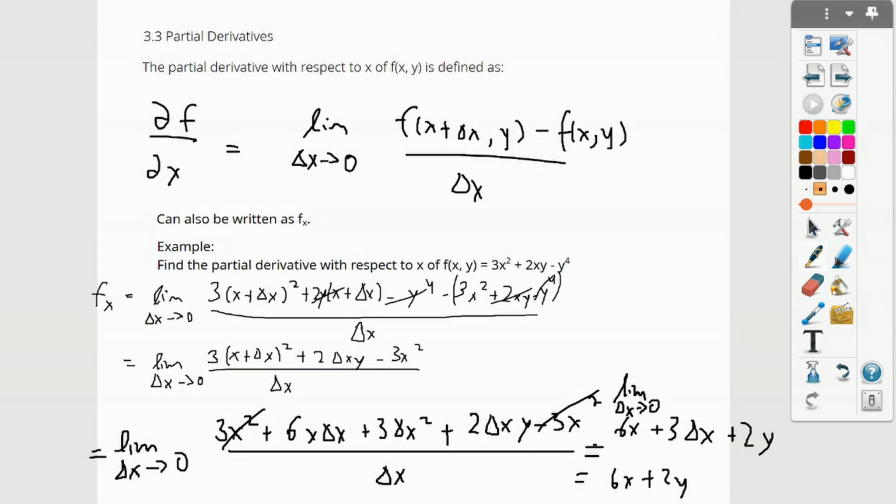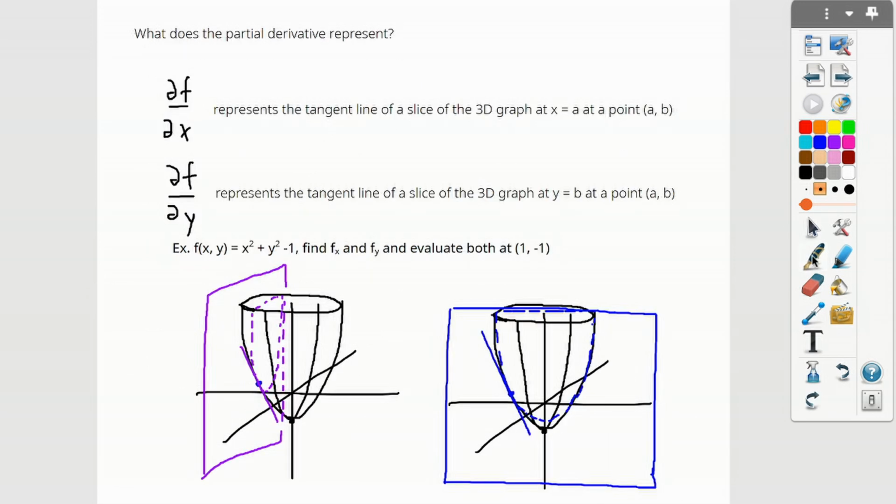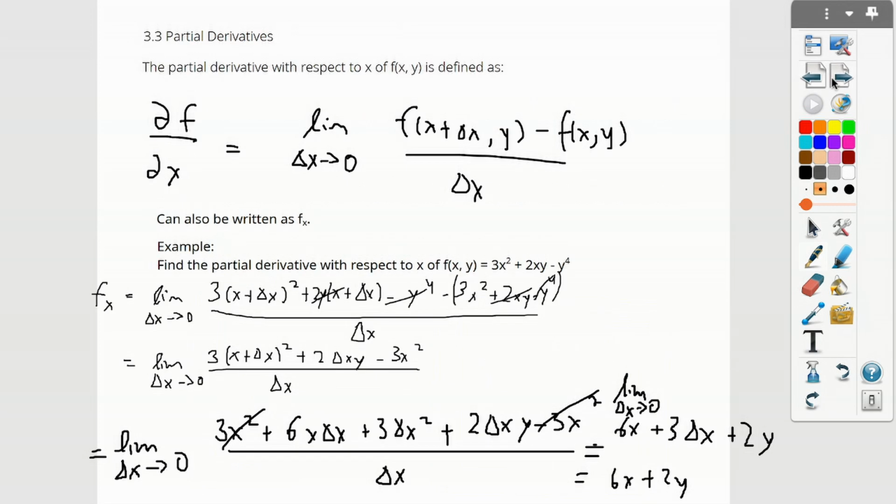The y to the fourth is treated as a constant. The derivative of a constant is 0, so it disappears. 3x squared is differentiated normally: the derivative of 3x squared is 6x. And for 2xy, y is treated as a constant, so the derivative of 2x is 2, and multiplying that by y gives 2y. So 6x plus 2y. That's how we are going to be calculating the derivatives.